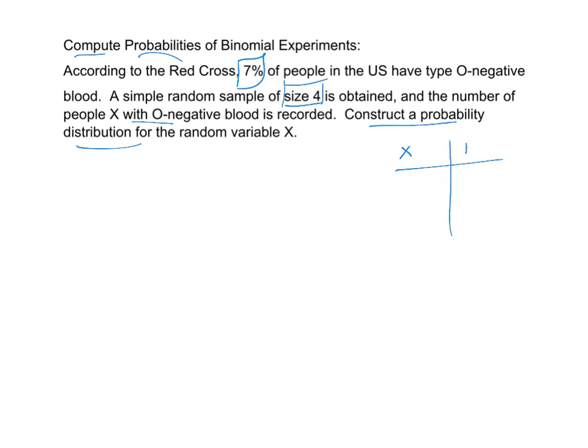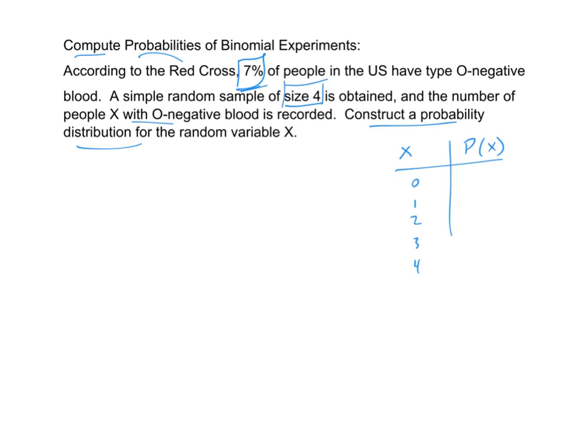There's an x column and there's a P of x column. All right, so if I have a sample of size 4, I can have either 0, 1, 2, 3, or 4 people with O negative blood. The P of X is what's the probability that no one in my sample has O negative blood, or that exactly one person has O negative blood, 2 people, 3, or what is the probability, and this one's going to be really small, that all 4 people in my sample have O negative blood. If it's 7% for each person, then it's pretty unlikely that all of them have O negative blood.